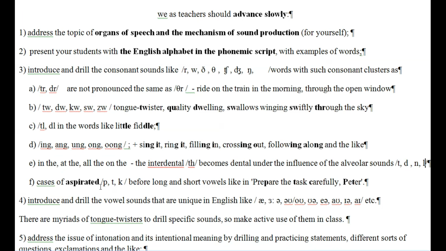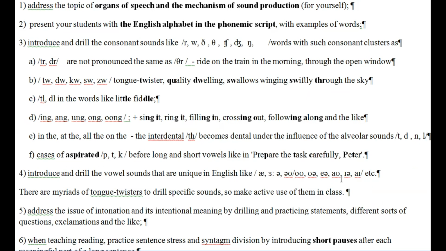F: cases of aspirated p, t, k sounds before long and short vowels, like in: prepare the task carefully, Peter. And quicker: prepare the task carefully, Peter. You have probably noticed that we don't have the two sounds in "task carefully". They are linked. They are pronounced really smoothly and they are blended in rapid speech. Prepare the task carefully, Peter. Like it is prolonged: prepare the task carefully, Peter.